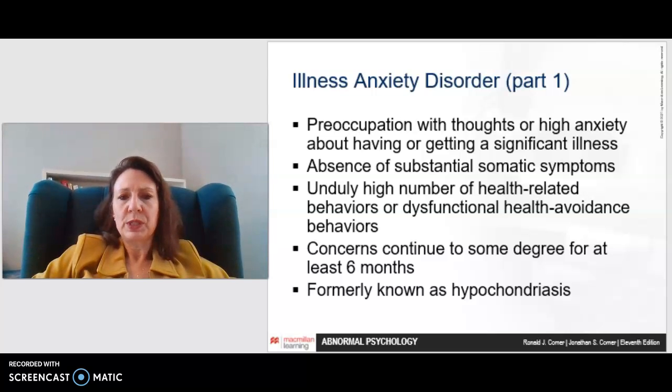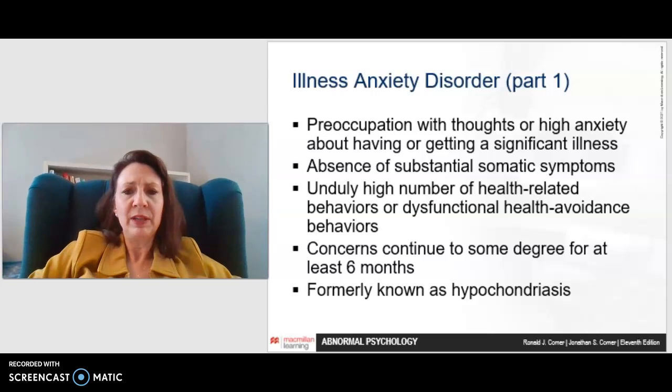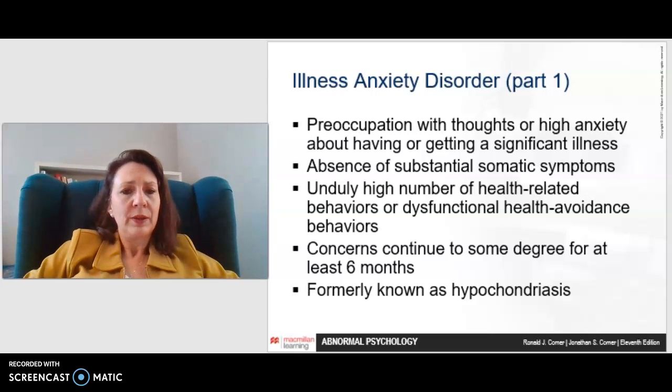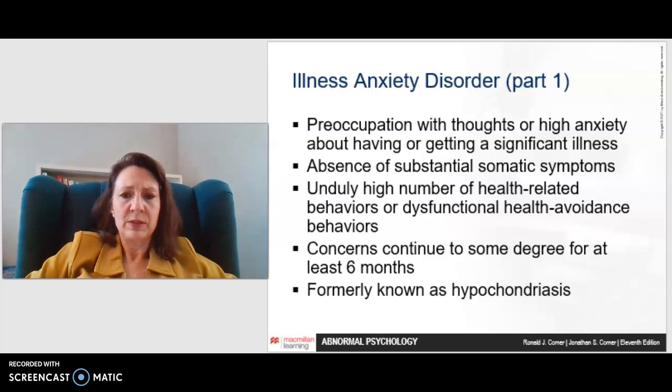Illness anxiety disorder is a preoccupation with thoughts or high anxiety about having or getting a significant illness. There is an absence of substantial somatic symptoms, but an unduly high number of health-related behaviors, going to the doctor all the time, or dysfunctional health avoidance behaviors. Concerns continue to some degree for at least 6 months, and formerly this was called hypochondriasis. So just a huge preoccupation with some kind of issue that really doesn't seem to be worthy of that level of concern.